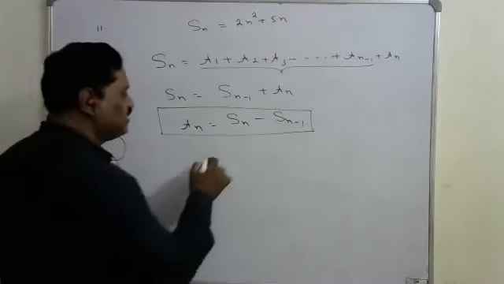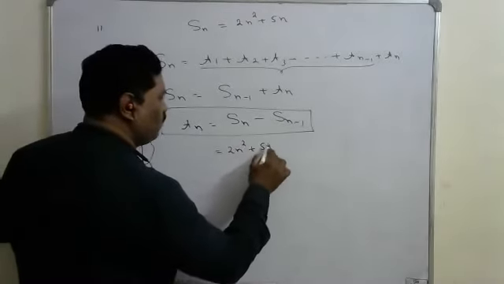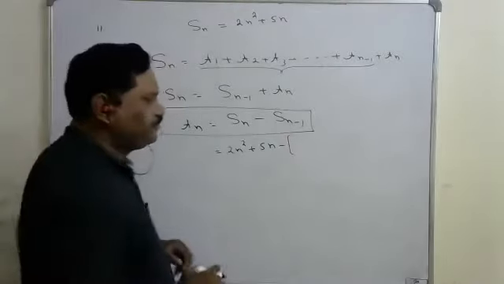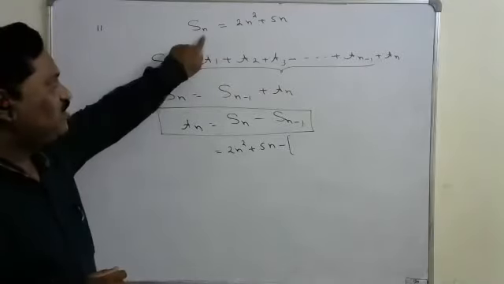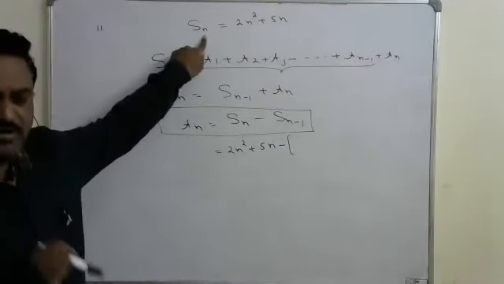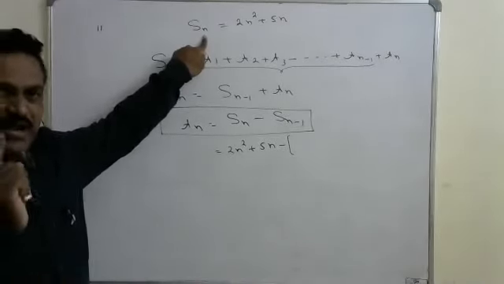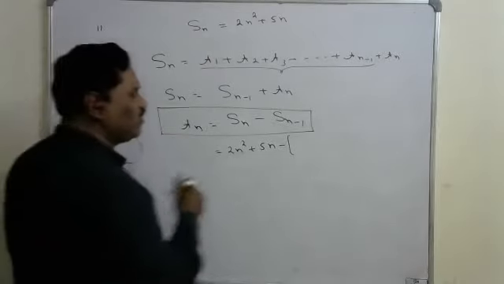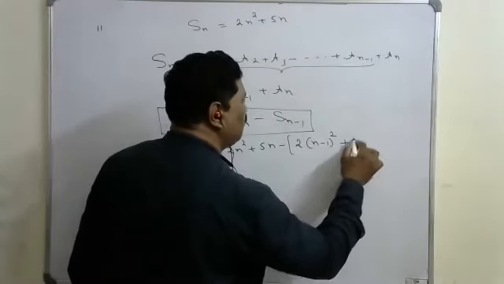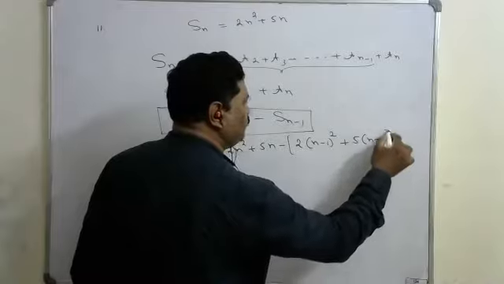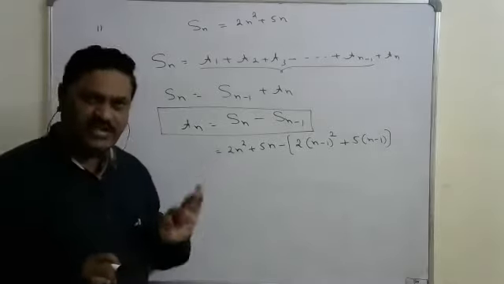Now Sn is already given as 2n square plus 5n, minus, keep the bracket, Sn minus 1, which means the sum of the n minus 1 terms. If you want to find it, in the same formula, the same information, replace n by n minus 1. Replace n with n minus 1. Then what do we get? 2 times n minus 1 whole square plus 5 times n minus 1. This is the value of the sum of n minus 1 terms. Now we have to simplify this carefully.